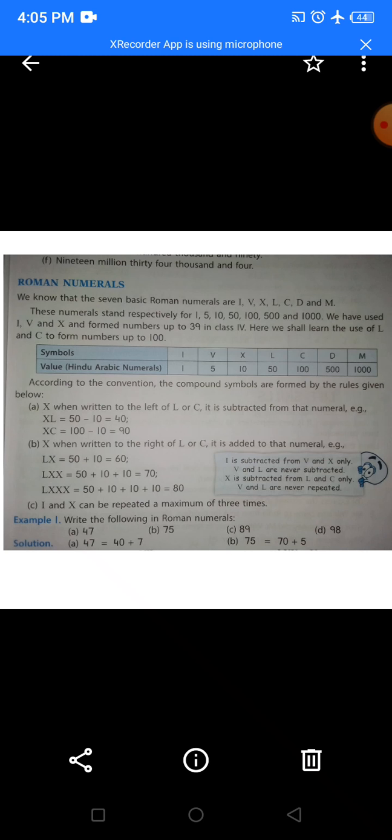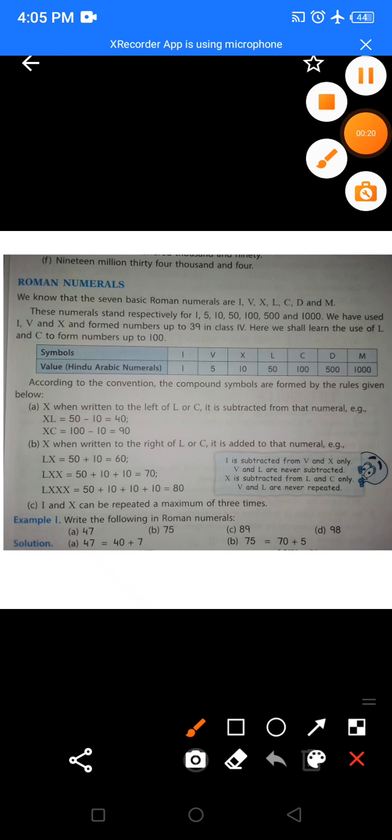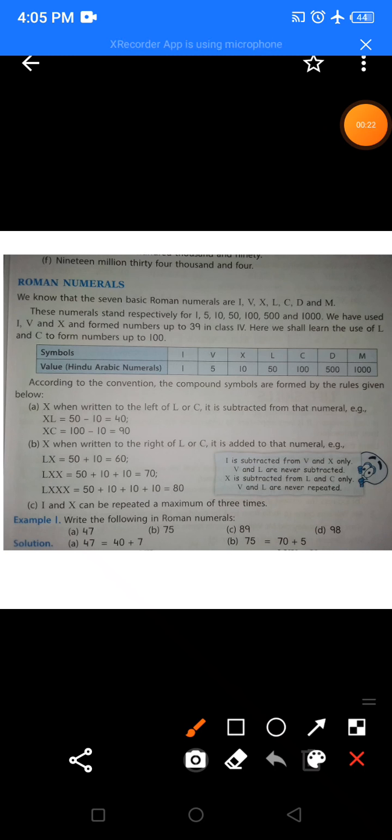Today, children, we will learn about Roman numerals. Now, children, just read the first line. What does the first line say?